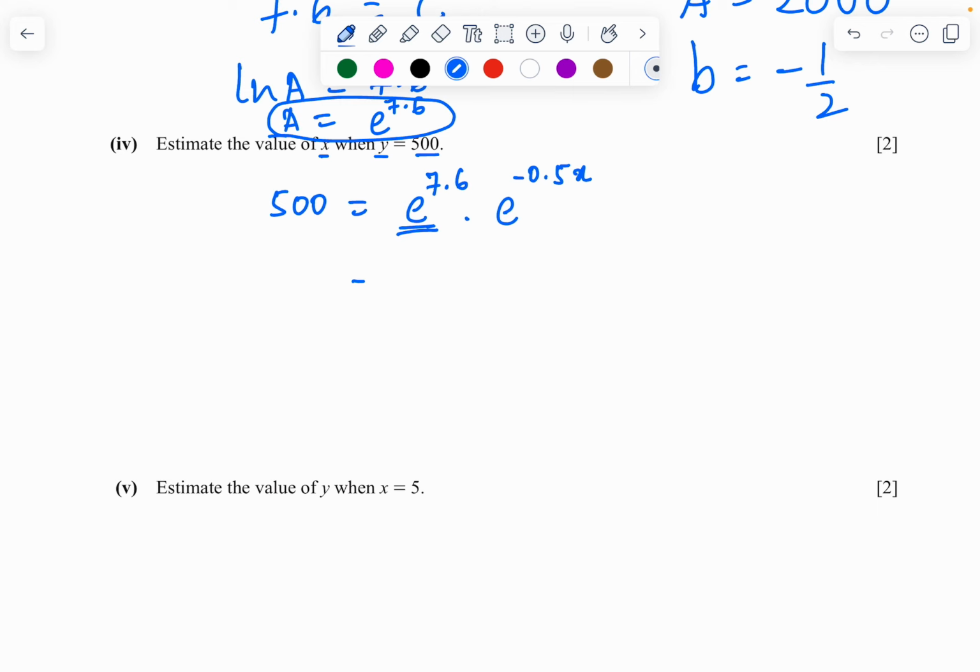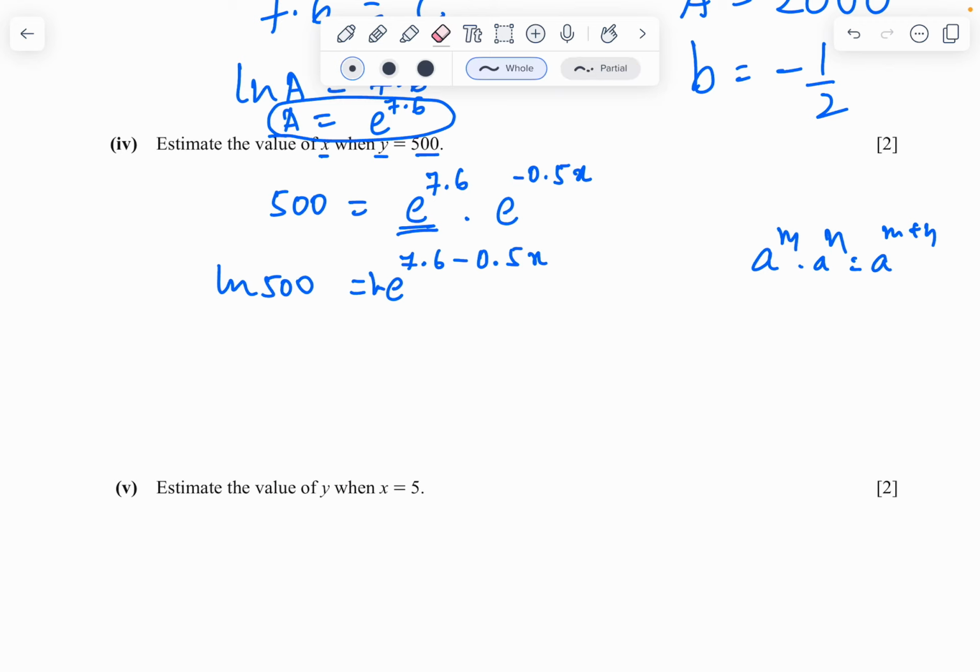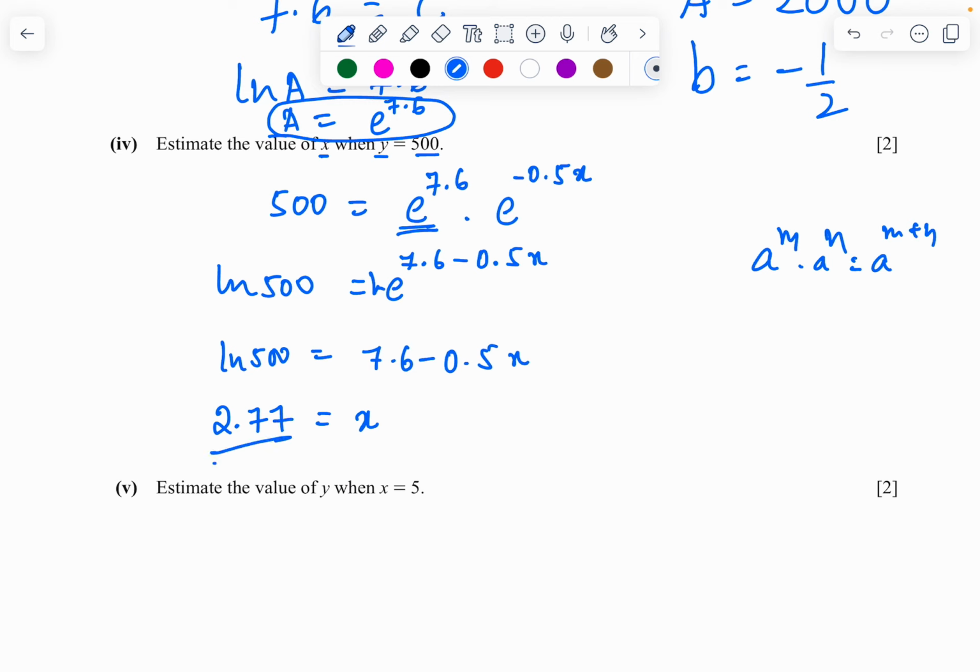So now I will use the formula a power m times a power n equal to a power m plus n. So e to the power of 7.6 minus 0.5x equal to 500. So ln on both sides, right? If I take ln on both sides, I will get ln 500 is equal to 7.6 minus 0.5x. So you substitute x equal to, you will get 2.77 as 3 significant figures.